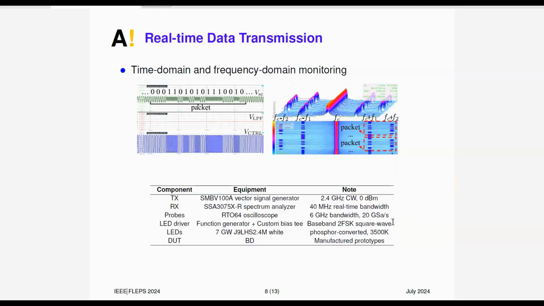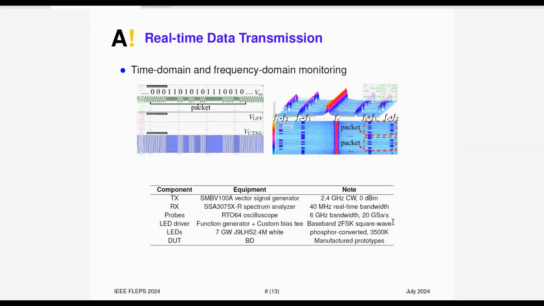So here's the time domain and frequency domain monitoring in this setup. On the left side, we have the oscilloscope probes at different positions of the backscatter device. The solar cell output that you can see is the PV converted signal that is FSK.